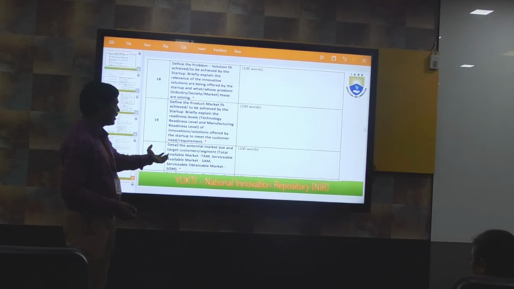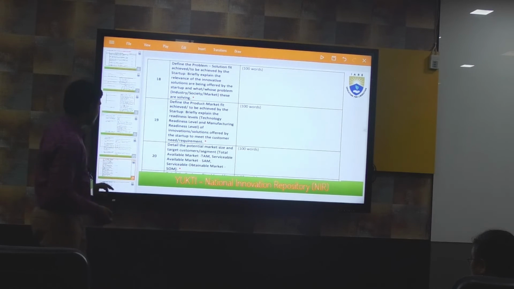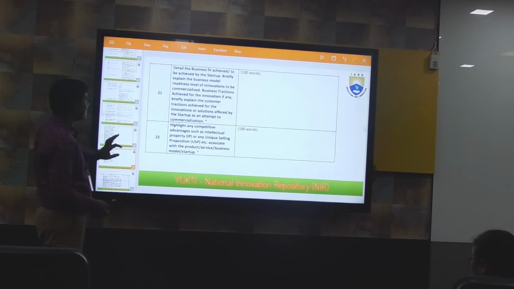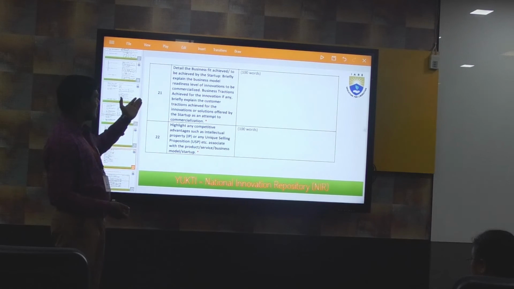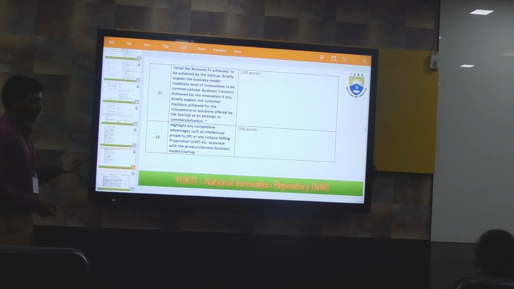So once they have this, they can fill in the potential market size of their particular startup, and the details of the business fit to be achieved by the startup. They have to briefly explain the business model of the startup, and highlight any competitive advantage, such as intellectual property or any unique selling propositions associated with the product, service, business model or startup.